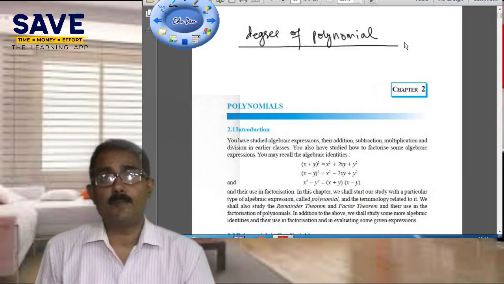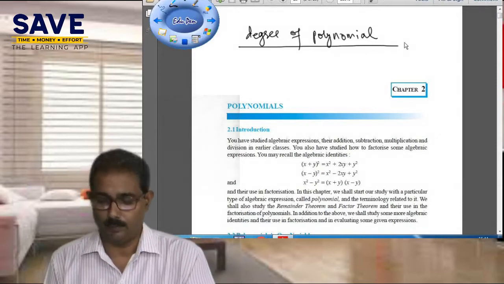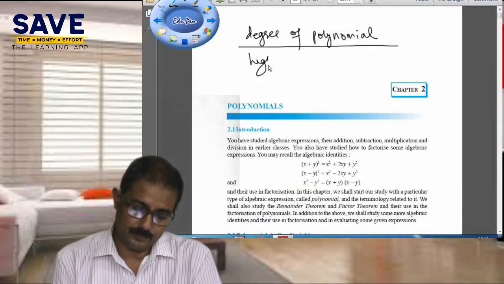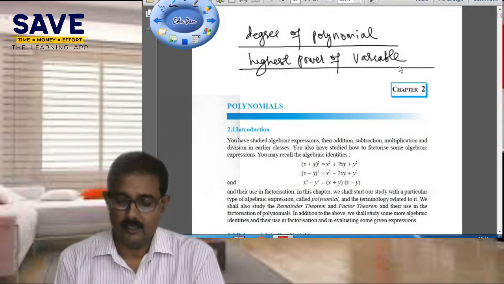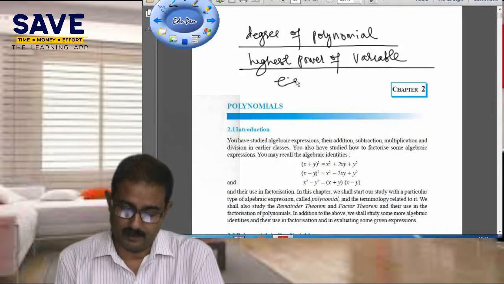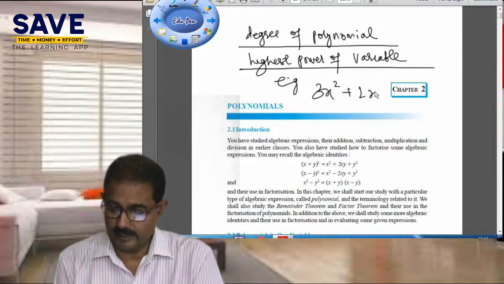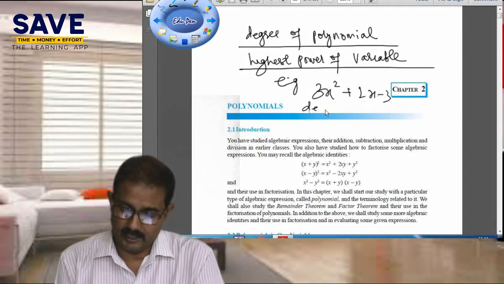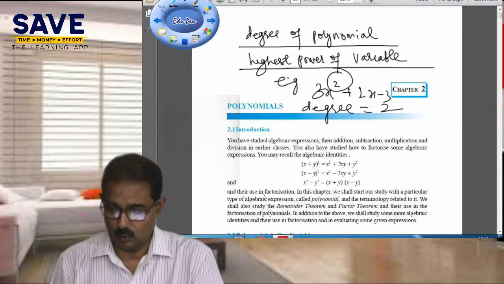The highest power of the variable is known as the degree of the polynomial. For example, 3x square plus 2x minus 3, its highest power is 2, so its degree is 2.